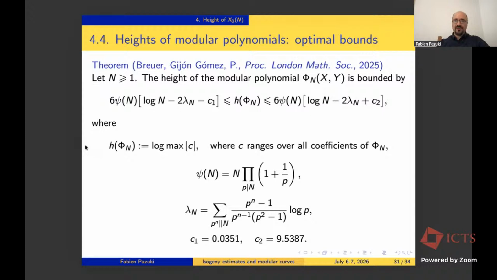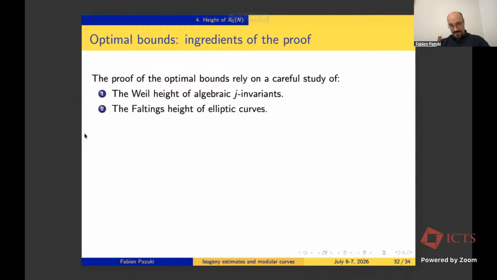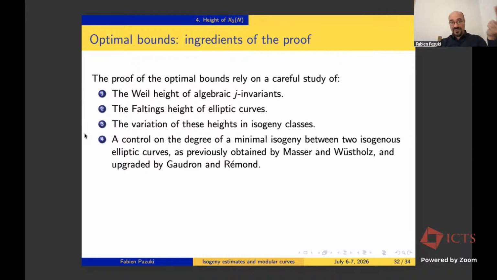So why is it relevant? Well, it is nice because it's one way to measure the size, if you want, but I want to compare it to the previous ways. First of all, a word on the proof. To actually get the optimal bounds, we need the Weil height of algebraic j-invariants, we need the Faltings height of elliptic curves, we need to understand the variation of these heights in isogeny classes. Then we also need some isogeny estimates coming from previous work of Masser-Wüstholz, extended by Gaudron and Rémond.